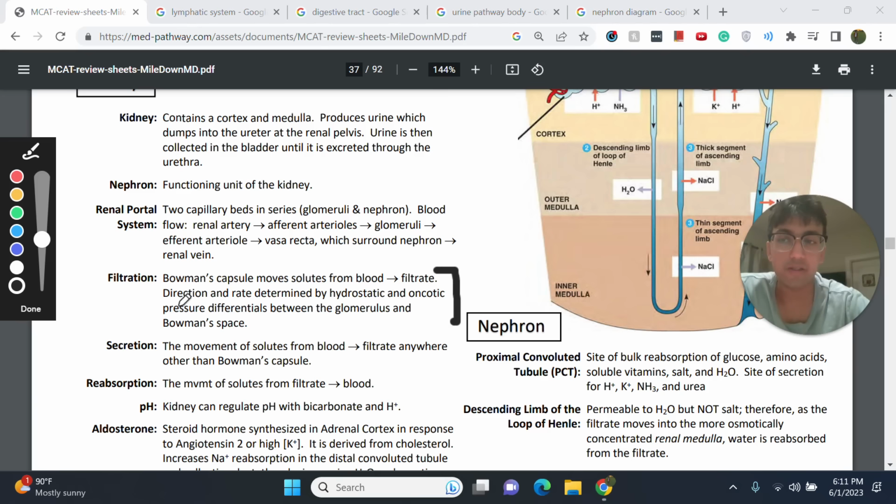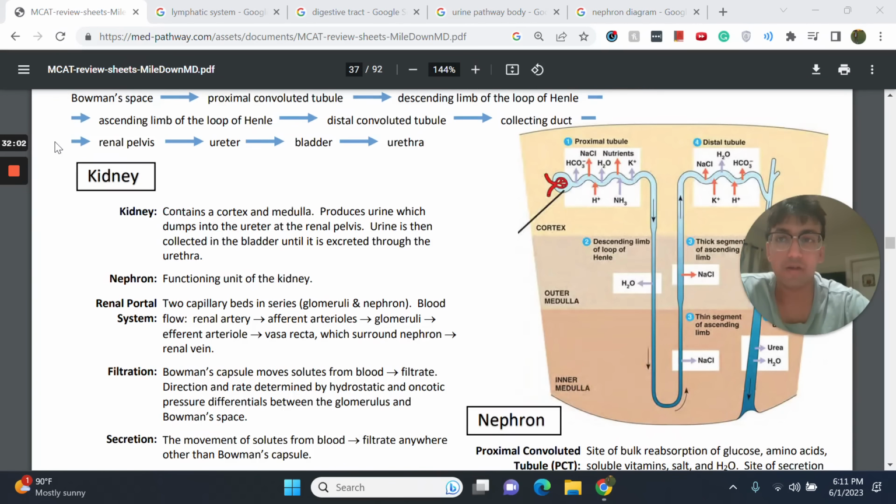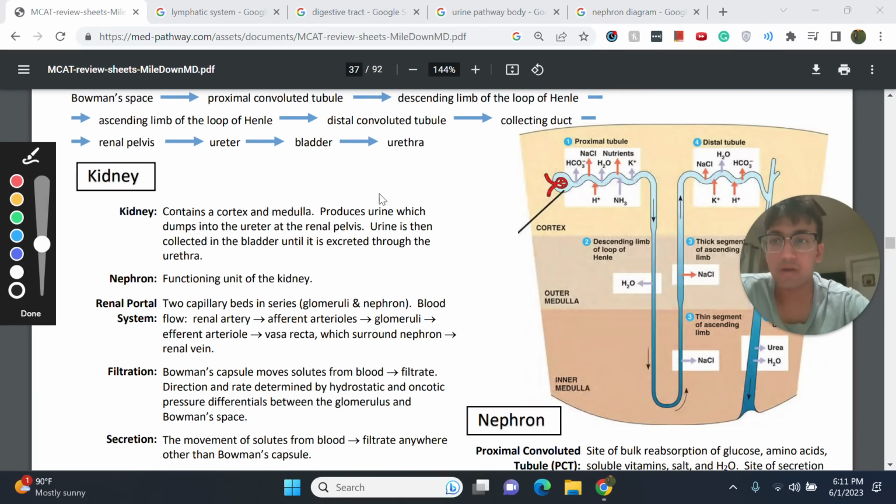Remember that the glomerulus contains all this blood. Here, I'll show you. So this is the glomerulus over here, this blood, and let me do it in red. This is the glomerulus over here, right? And this is the Bowman's capsule over here. And so you can see that the solutes in the blood over here need to go to the Bowman's capsule here, and that process is called filtration.